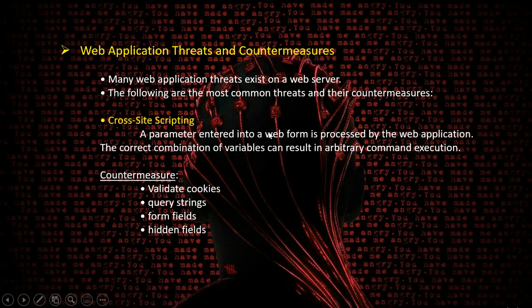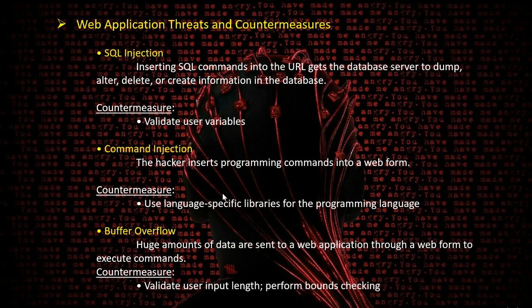The first one is cross-site scripting. The parameter entered into the web form is processed by the web application, and the right combination of variables can result in arbitrary command execution. The countermeasures can be validating query strings, form fields, hidden fields, and cookies. These are the countermeasures for cross-site scripting.